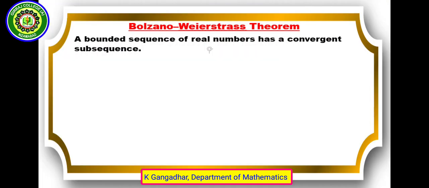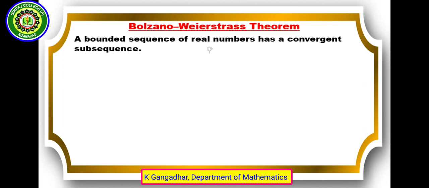So now the Bolzano-Weierstrass theorem. In sets also this theorem is there. The definition of the Bolzano-Weierstrass theorem in sets is: every infinite bounded set has at least one limit point. It is the theorem statement in sets.